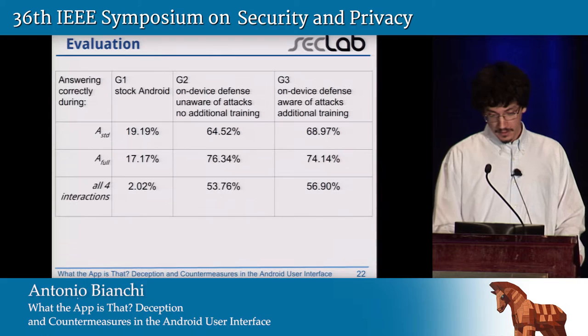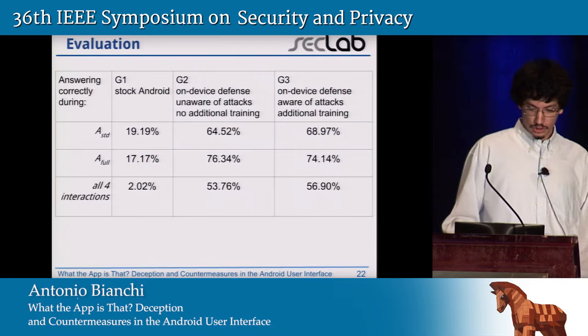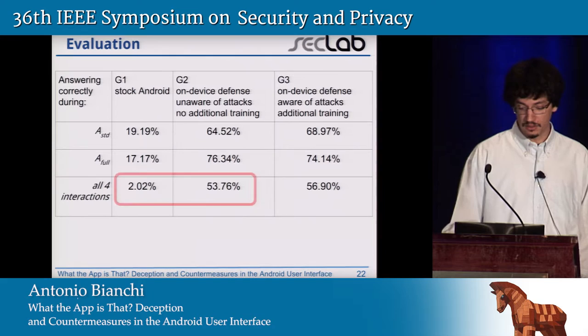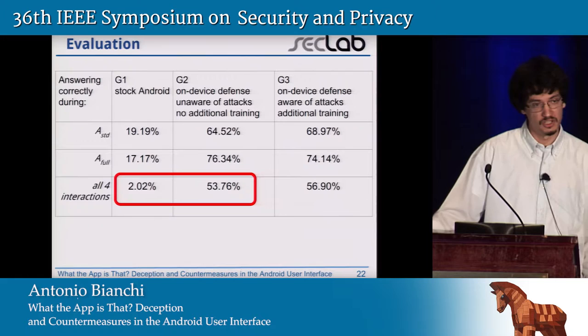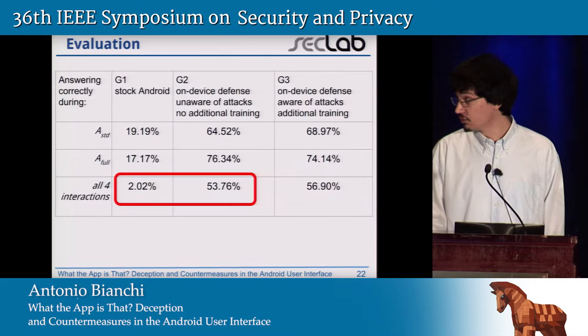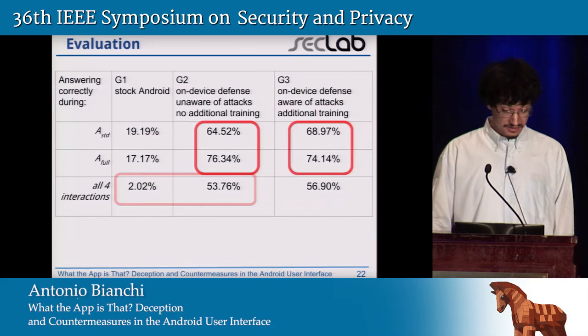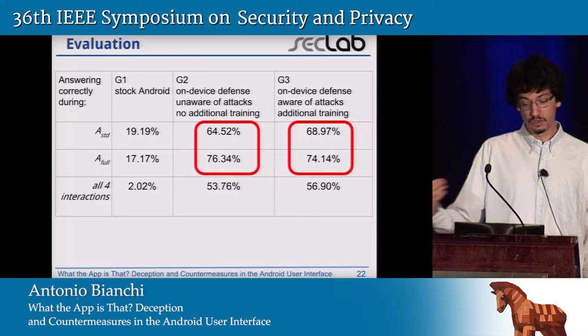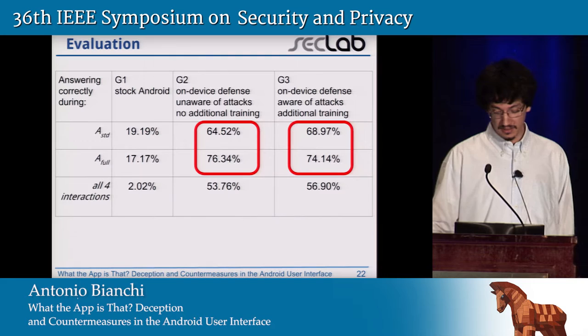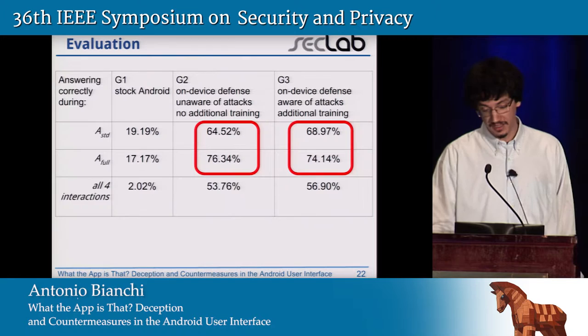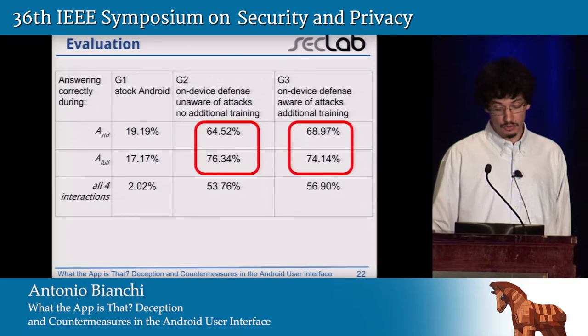And in this table, we have the results. What is important to see is that in group one, with standard Android, only 2% of users were able to actually classify correctly all four interactions, probably just by random luck. And instead, in group two, more than half of the subjects were able to actually detect when they were under attack. Another interesting result is that the attack in which we were trying to spoof the security indicator but showing an incorrect secret image was easier to detect than the one in which we were not showing any security indicator. And this is probably because an unexpected secret image raises more warning in the subject than just the absence of any security indication.